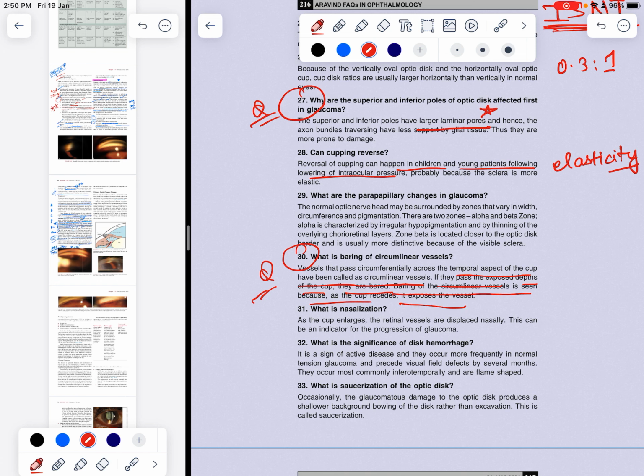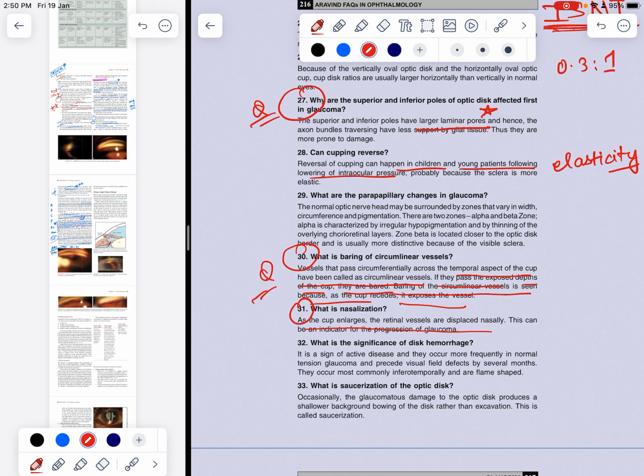What is nasalization? You need to understand in glaucoma there are few words which the examiner will definitely ask. One of them being nasalization, bearing of circumlinear vessels, normal tension glaucoma, target pressure, etc. As the cup enlarges, the retinal vessels are displaced nasally. This is known as nasalization, as simple as that.